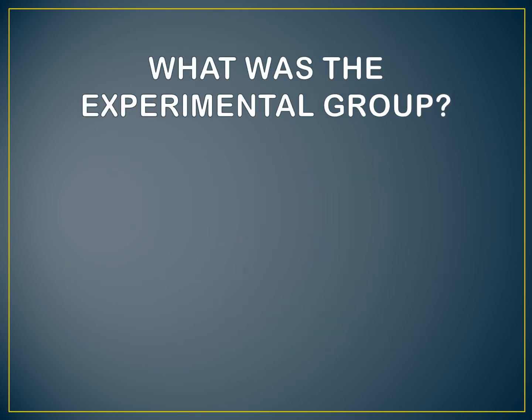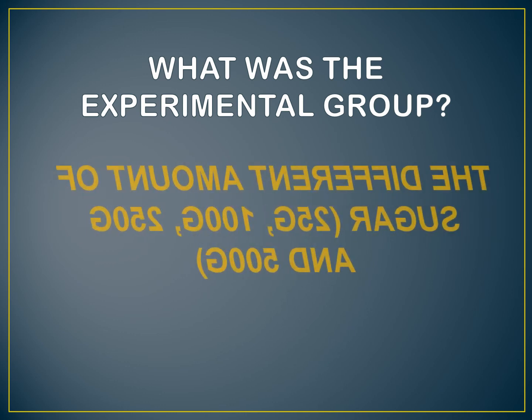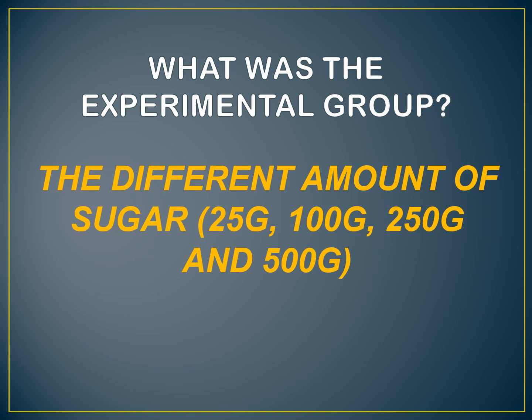So for our third question, what was the experimental group? Okay class, this question is based on our situational example that we had a while ago, John's case. What was the experimental group in John's case? If you answered that the experimental group are the different amounts of sugar, which are 25 gram, 100 gram, 250 gram, and 500 gram, then you are correct.